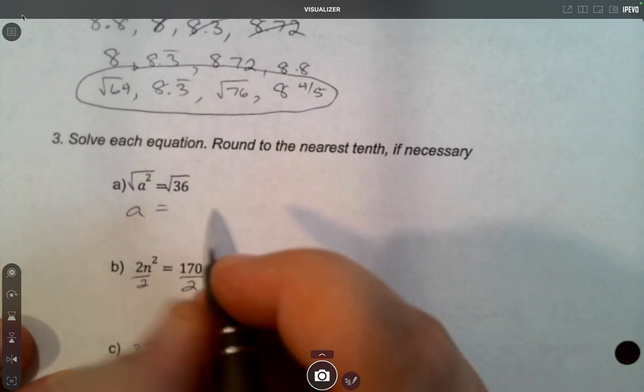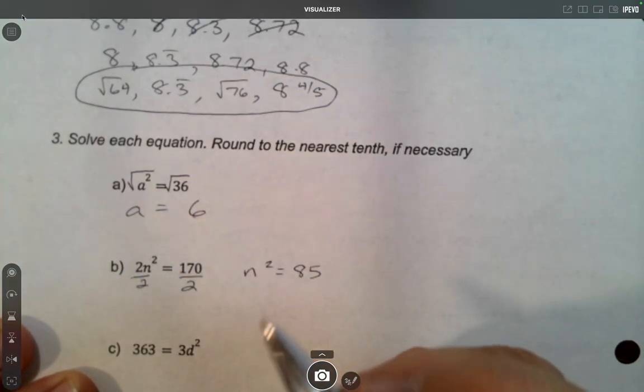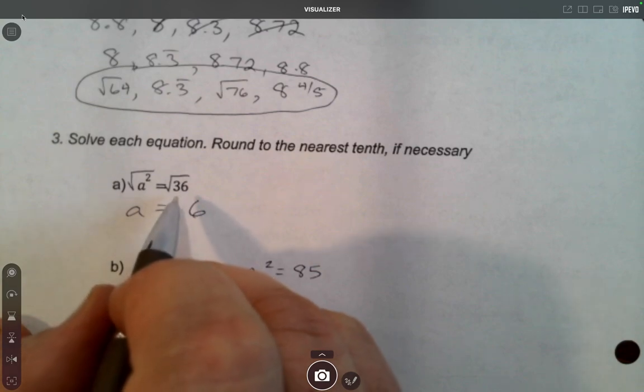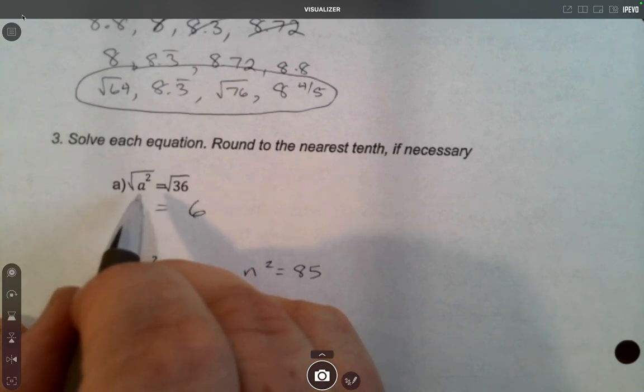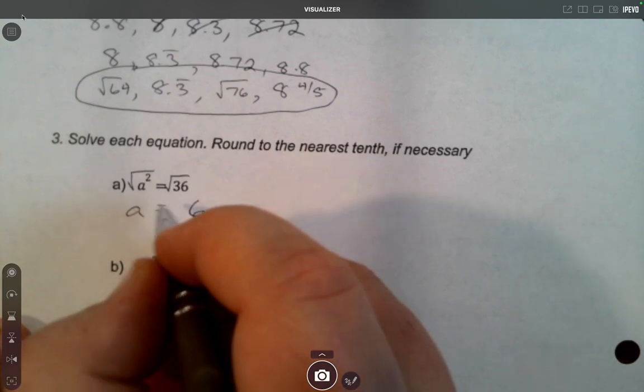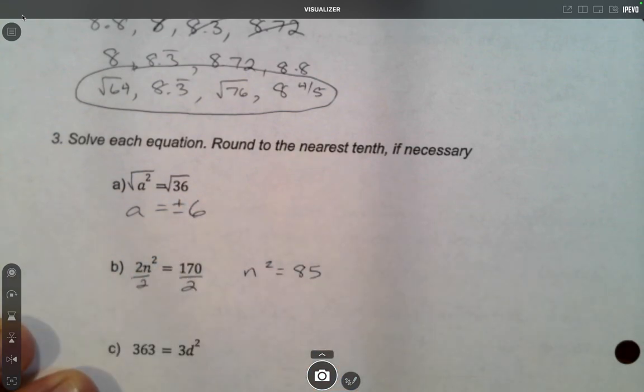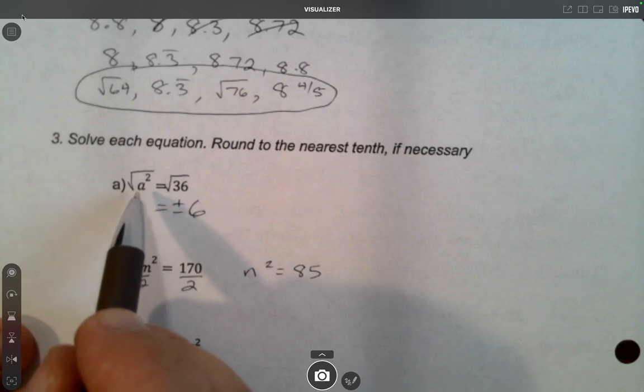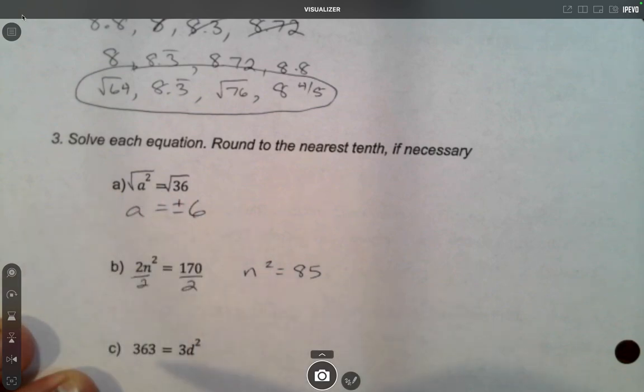The square root of 36 is 6. However, anytime we have to take the square root to solve for a variable, we have to put plus or minus in front of it. So again, when we're solving for a variable, we have to put plus or minus in front of our answer.